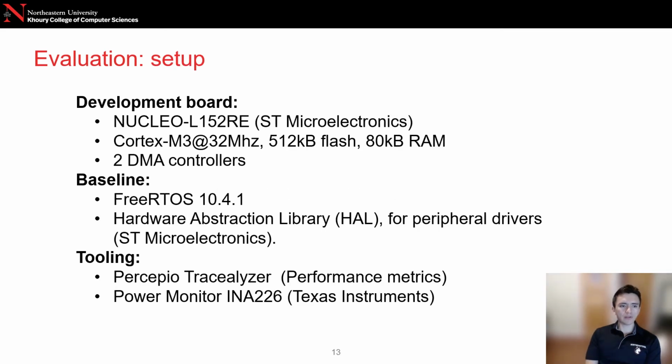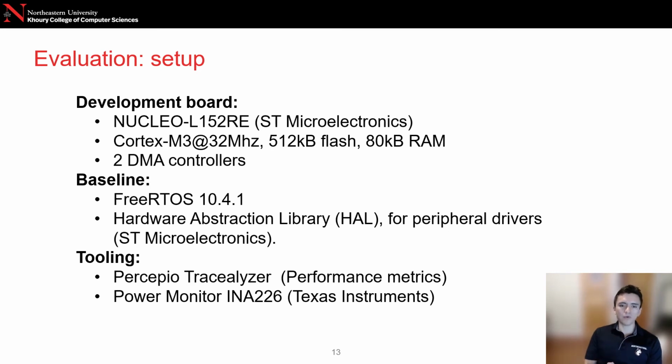Our evaluation setup includes the development board Nucleo L152RE provided by ST Microelectronics. This development board implements a Cortex-M3 MCU running at 32 MHz. It has 512 kilobytes of flash, 80 kilobytes of RAM, and 2 DMA controllers.